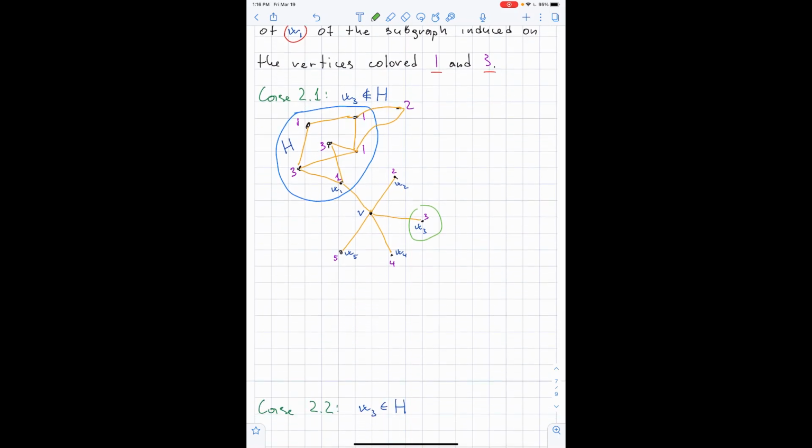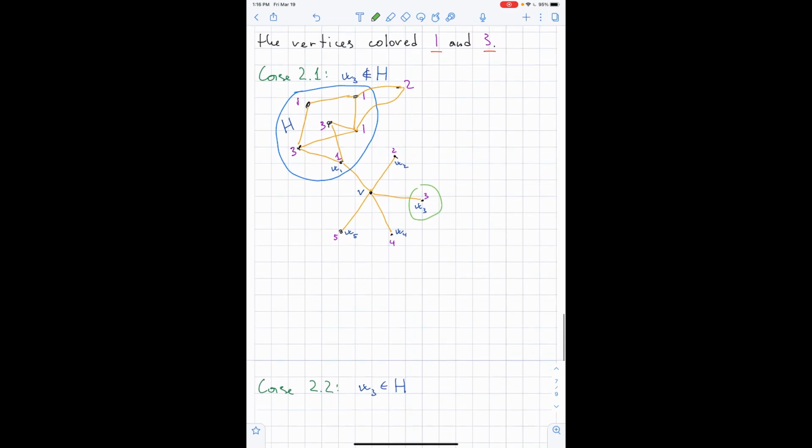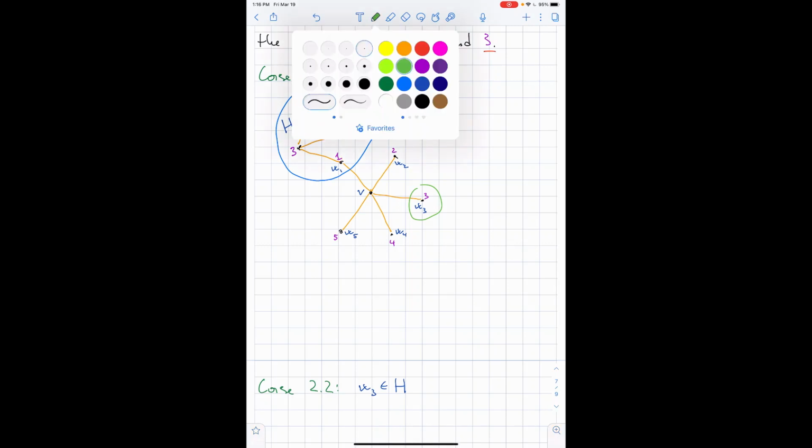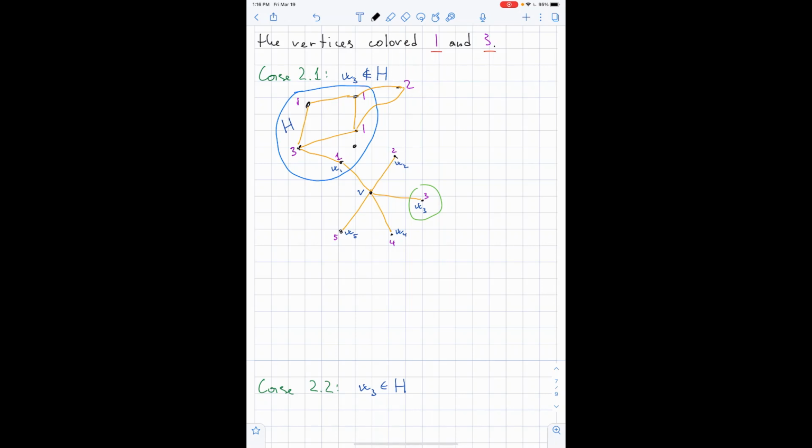Let's consider the case when W3 is not in this subgraph. That means that we cannot get from W1 to W3 by alternating colors 1 and 3. There is no way to do that. In this case, what we can do, oh, this is supposed to be a planar graph, and what I've drawn is not planar, so I'm sorry, I should remove this vertex. Maybe let's put it here. So this is 3, and it's attached like that. It is a planar graph.